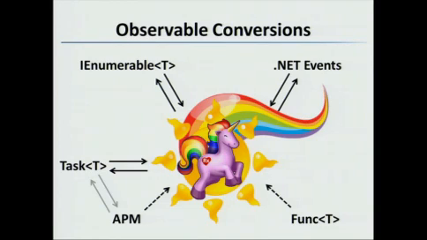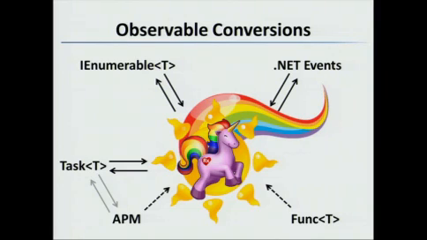And we talked about, in the last episode, how observables are better than .NET events. But actually, there's already a whole bunch of existing code that uses .NET events, and a whole bunch of existing code that uses enumerables, and a lot of code that uses just functions and tasks and the asynchronous programming model. But all of these things need to communicate together. And what we want to do is bring them into a common world.